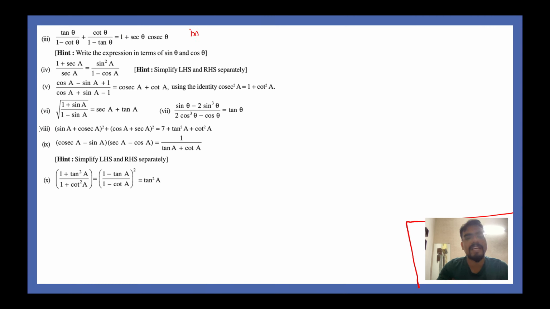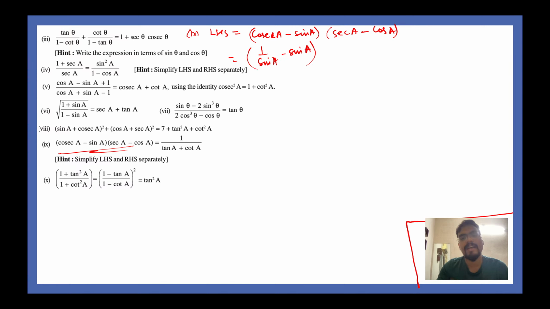The 9th question: in this question we have to separately solve LHS and RHS. So LHS is cosec A minus sine A times sec A minus cos A. This can be written as, convert this cosec A into 1 upon sine A, minus sine A, multiplied by 1 upon sec A, which can be written as 1 upon cos A, minus cos A.